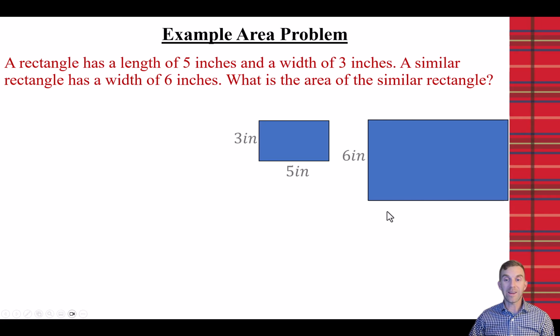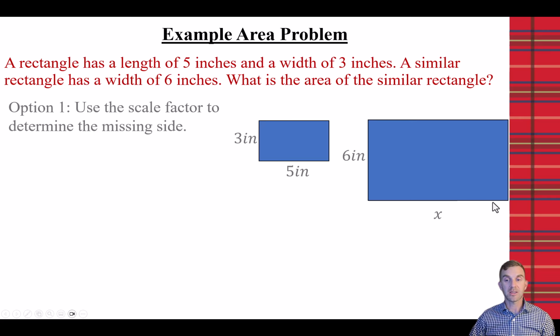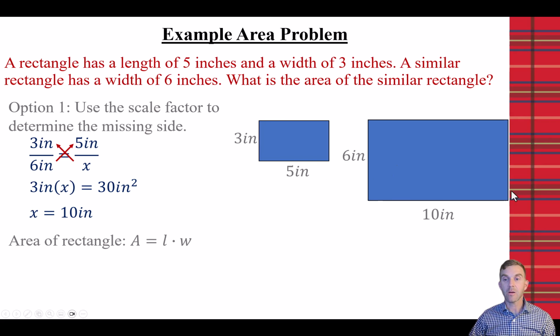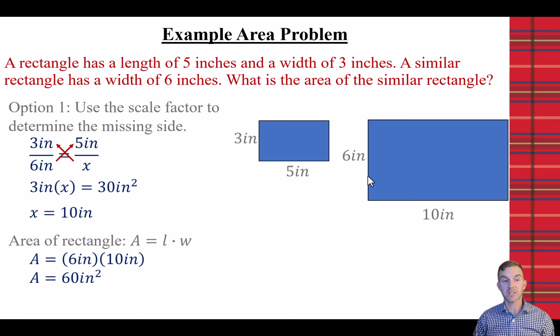Now I can either figure out what this missing side is to calculate the area, or I can use the ratio of the areas. Let's first do it by calculating that missing side. So we're going to call this x. And if I set up the ratios, I would be saying 3 to 6 equals 5 to x. I cross multiply, and then I'm going to divide both sides by that 3 inches and say that this missing side has to be 10 inches, which makes sense because it's a 2:1 ratio where 6 is double 3 and 10 is double 5. Now I can say, okay, let's calculate the area of this rectangle, which is length times width. That's 10 inches times 6 inches, which is 60 square inches. So that's the area of that larger rectangle.